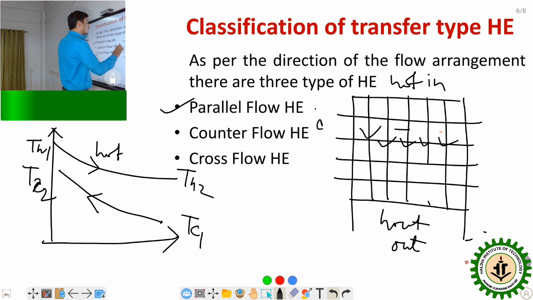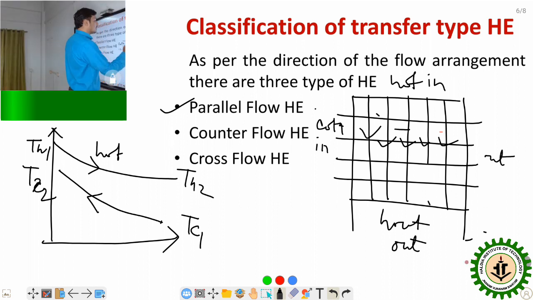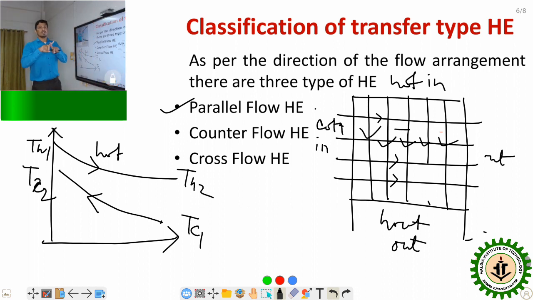So cold in, cold out. If I put the arrow, it would be like this. So they are crossing each other. So this is a cross flow heat exchanger.